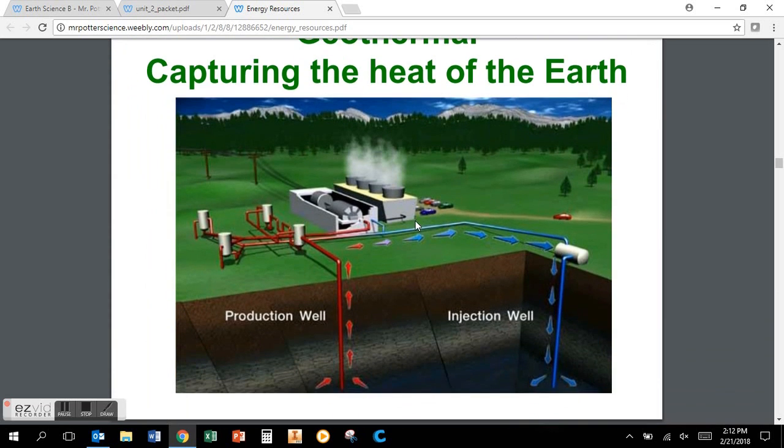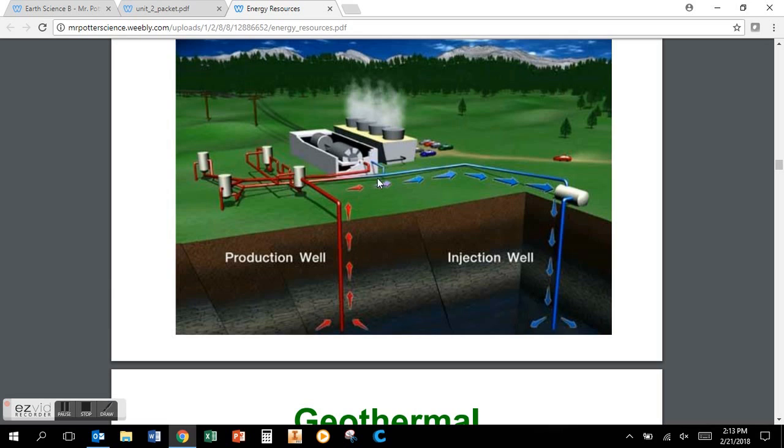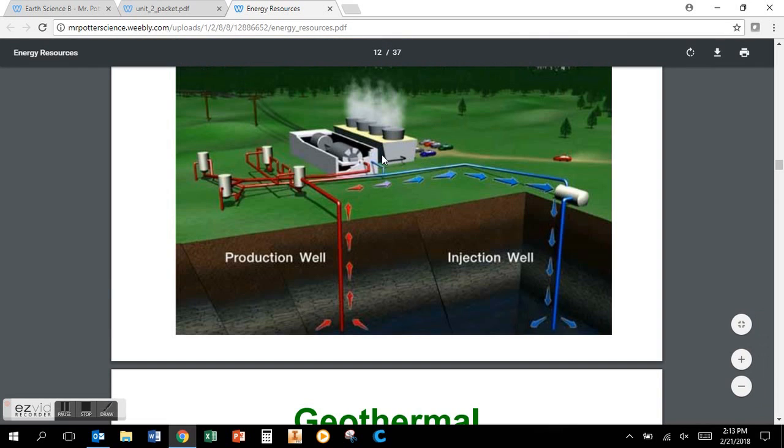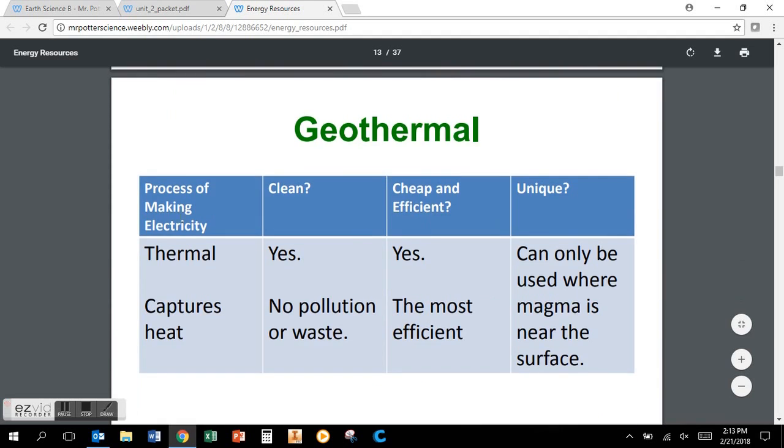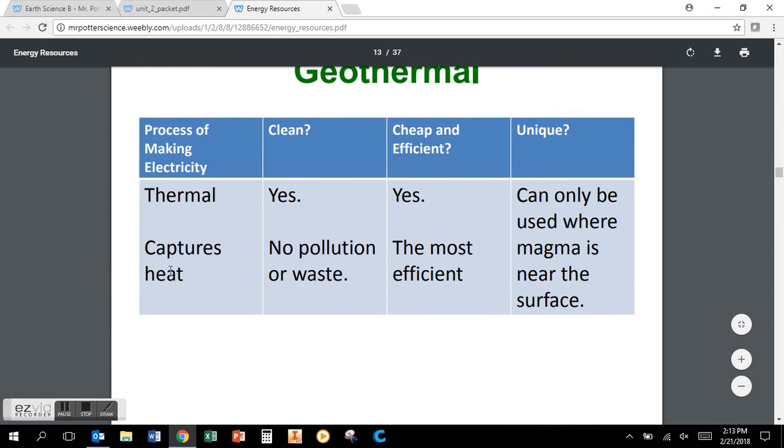Geothermal. So geothermal works by taking cold or normal temperature water and pumping it underground near a heat source, and then allowing the steam to come back up and spin a generator. So this is a thermal energy, but we're not burning anything in this one. We're just capturing heat from the ground that's already hot. So this one's very clean. We're not burning anything, so there's no real pollution or waste.